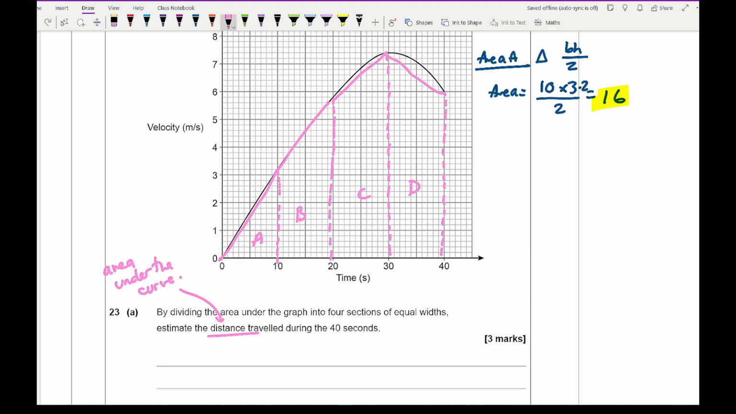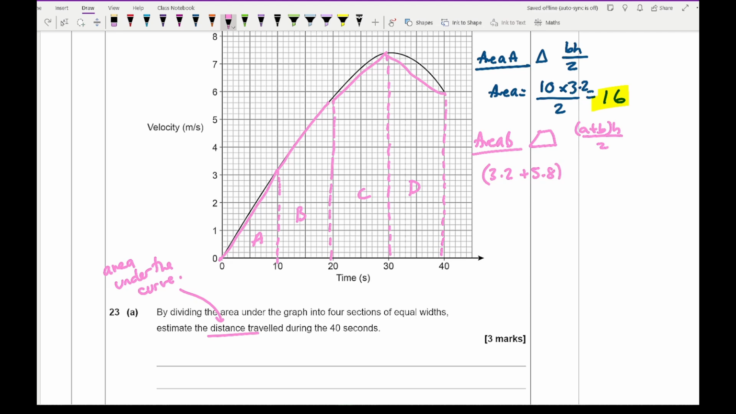Then if I work out the area of B, well, area of B is a trapezium, and the formula is (a plus b) times h divided by 2. So looking at this, a I work out as being 3.2. And b, which is this point here, I work that out to be 5.8.